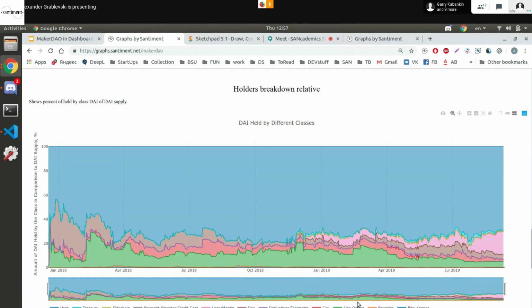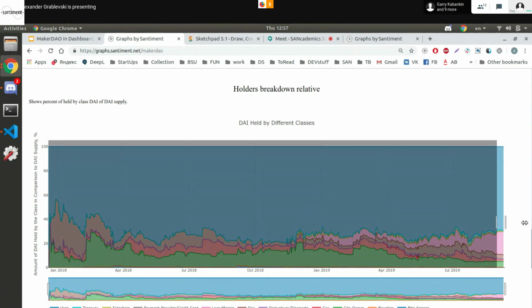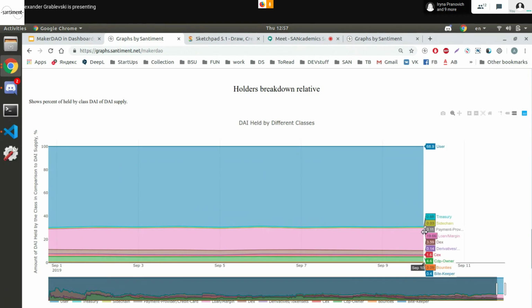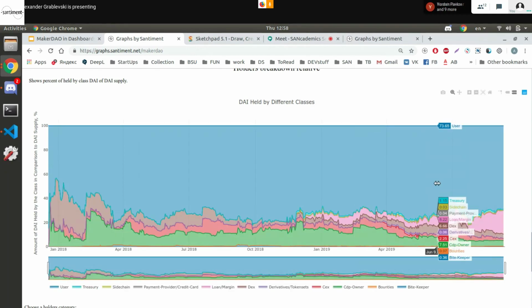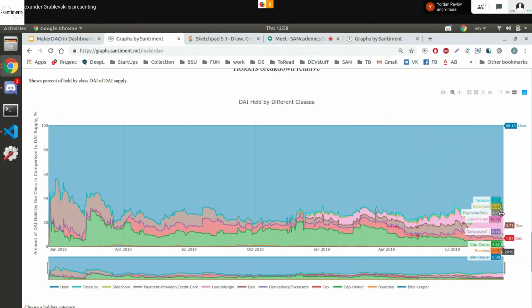We have some other categories like CDP owners. One of them is my favorite. CDP owners show you how many addresses have open CDPs, and how much they hold. You see that the addresses that opened CDPs hold about 4.6% of all DAI coins. And that's, I think, not much. That's not much because, obviously, they don't want to just store the DAI. They want to put DAI to some other uses. Maybe they want to purchase some things with it, or maybe not. And I think a lot of DAI should go to the loan and margin category.